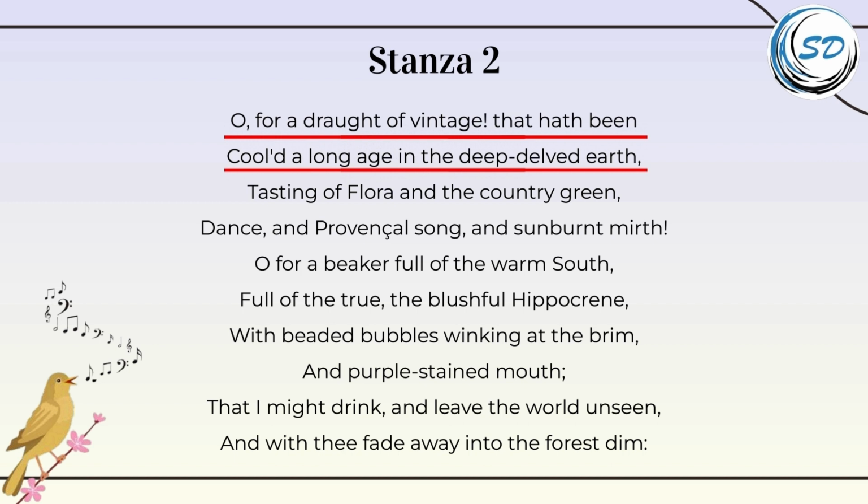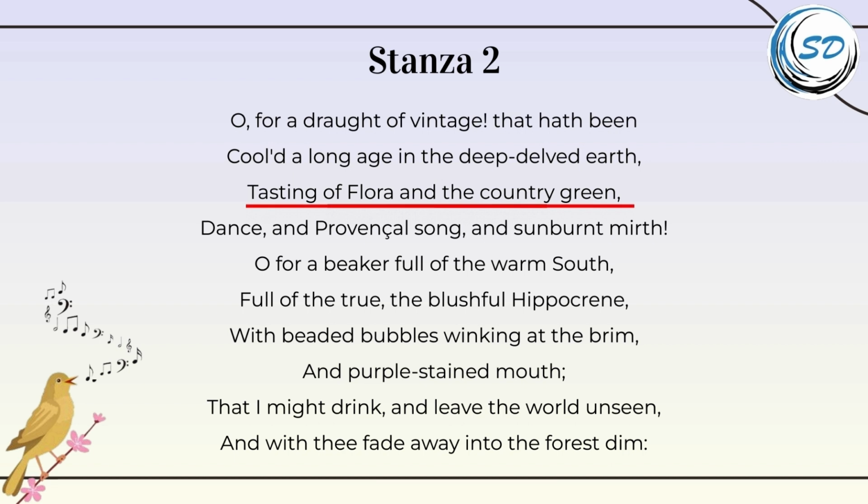This aged wine is not just a beverage, it represents a connection to the past and carries the essence of nature, represented by flora, and the countryside, represented by country green. The mention of dance, and Provençal song, and sunburnt mirth, evokes images of joyous celebrations and the vibrant culture of the Provence region in southern France. The poet craves a beaker full of the warm south, symbolizing the warmth and richness of southern lands.